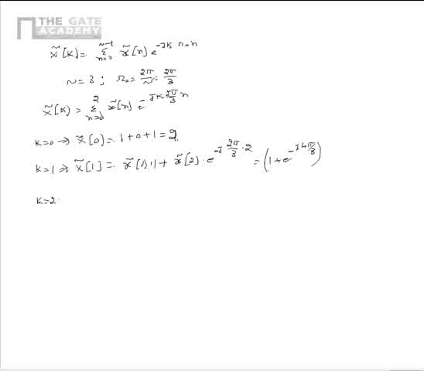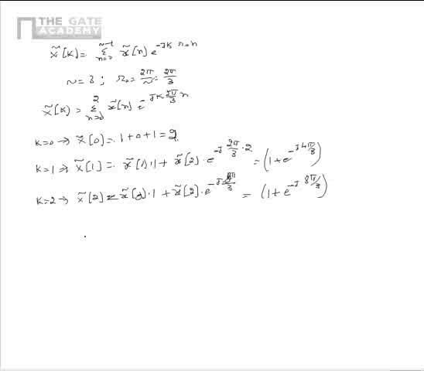Similarly, for k is equal to 2, we can write that capital X of 2 is equal to x of 0 multiplied by 1 plus x of 2 multiplied by e power minus j 8 pi by 3. This upon simplification can be written as 1 plus e power minus j 8 pi by 3.